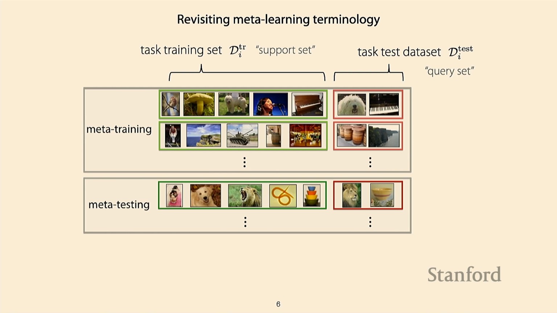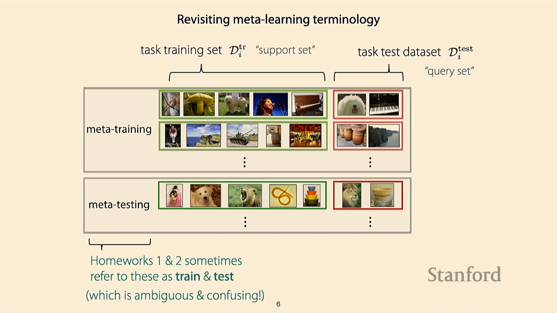Now, one point of confusion that came up is that sometimes in the homeworks, we referred to meta-training and meta-test as train and test. This is really confusing and ambiguous, and so it's something that we'll try to fix in future iterations of the course. To somewhat make it less ambiguous in the homework, the train sets were referred to as support and query, and so that was differentiating it from train and test, but it was still somewhat confusing, and hopefully this clarification helps resolve some confusion there.